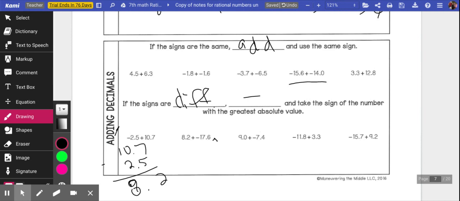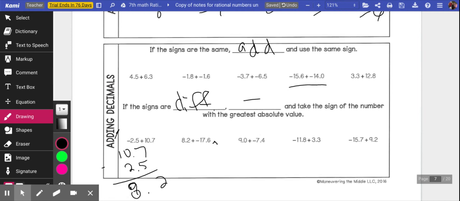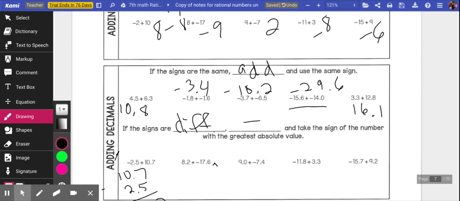So you go ahead and do those. Make sure you pause the video while you're doing them. Okay, you can check your answers up here. Pause it if you need to. This is a 10 right there.